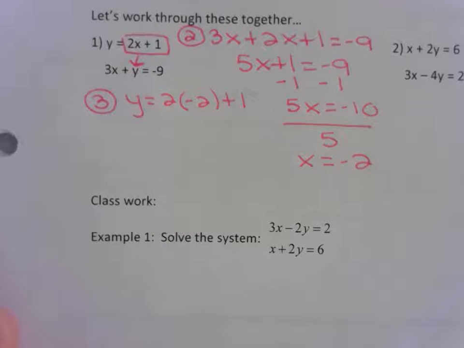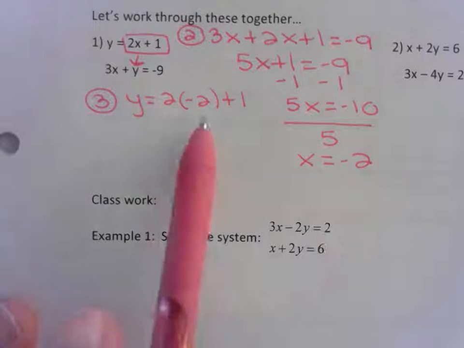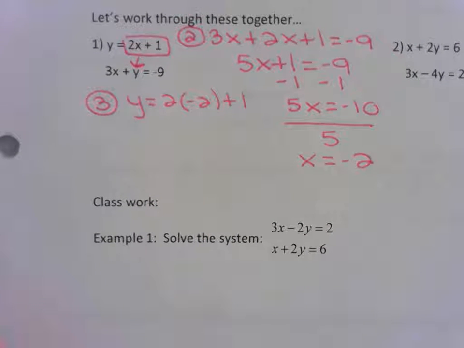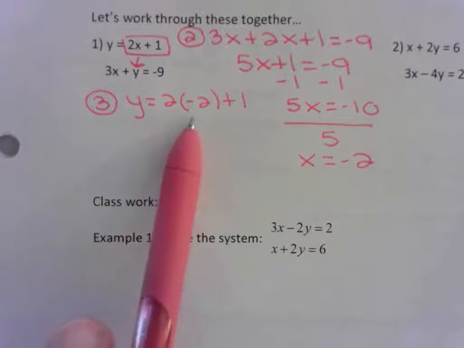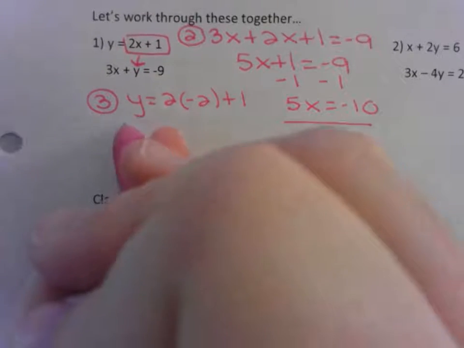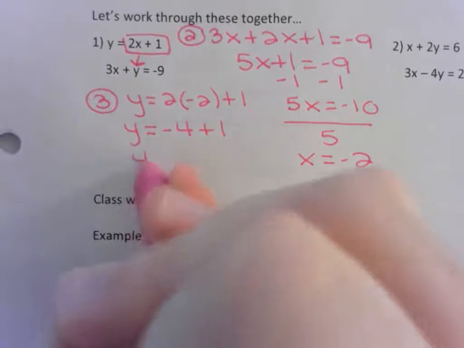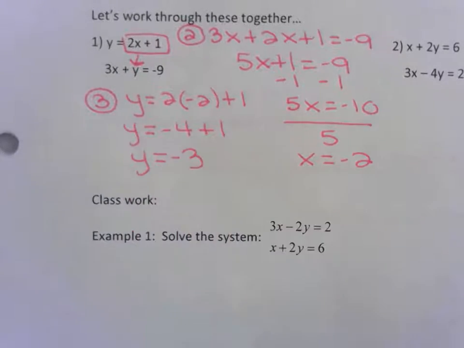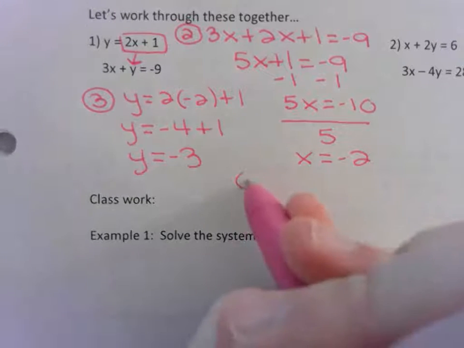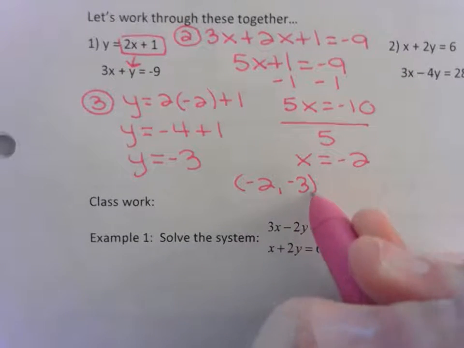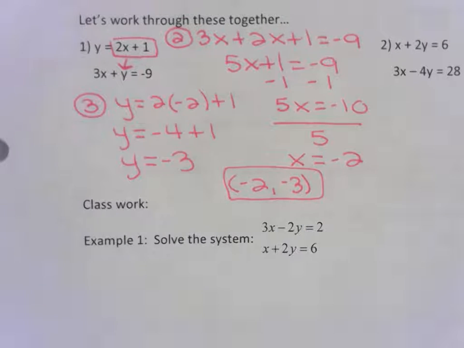So x is negative 2, so I plug negative 2 in where x is in the top equation, just like we did on the warm-up. If a was 3, I plugged in 3 for a. X is negative 2, so I plugged that in for x in the top equation. What is 2 times negative 2, plus 1? Negative 3. So my x value is negative 2. My y value is negative 3. So write it as an ordered pair, just like we did yesterday, where the ordered pair where they cross was my answer. So I have to write it as an ordered pair. Negative 2, negative 3.